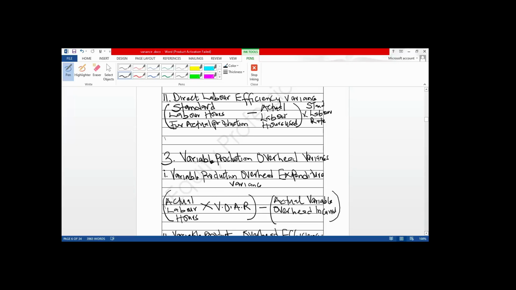This can be subdivided into two. We can subdivide this into two. Variable production overhead expenditure variance, that is one. And we have variable production overhead efficiency variance.